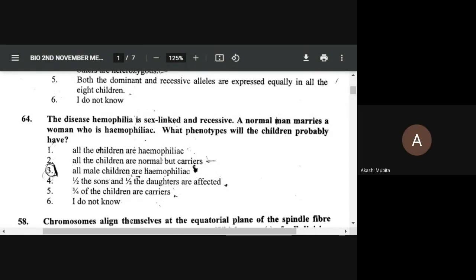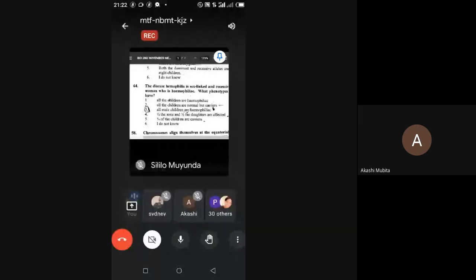And what happens to their female children? Okay, thank you. Anyone else? Let me stop sharing the screen for a minute. You get back to the sharing of the screen.